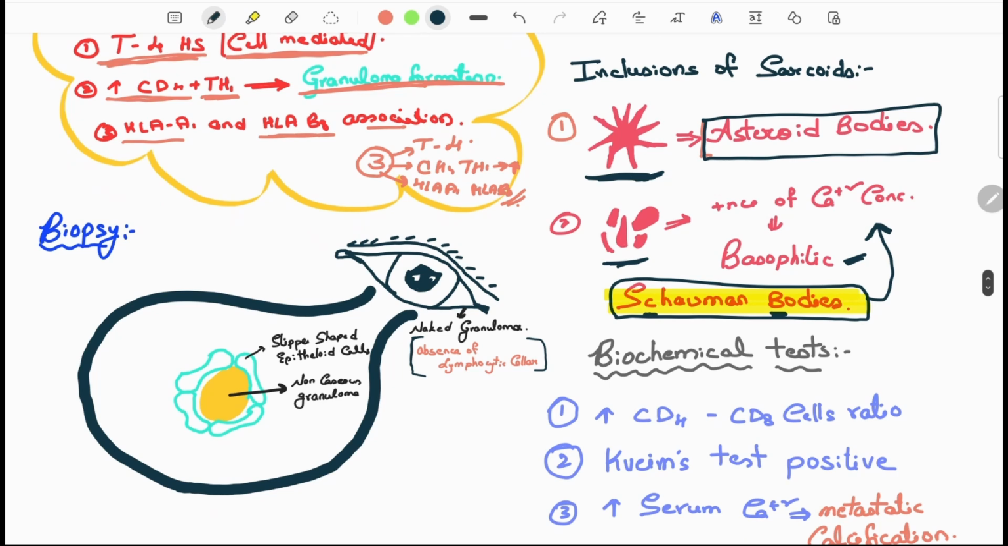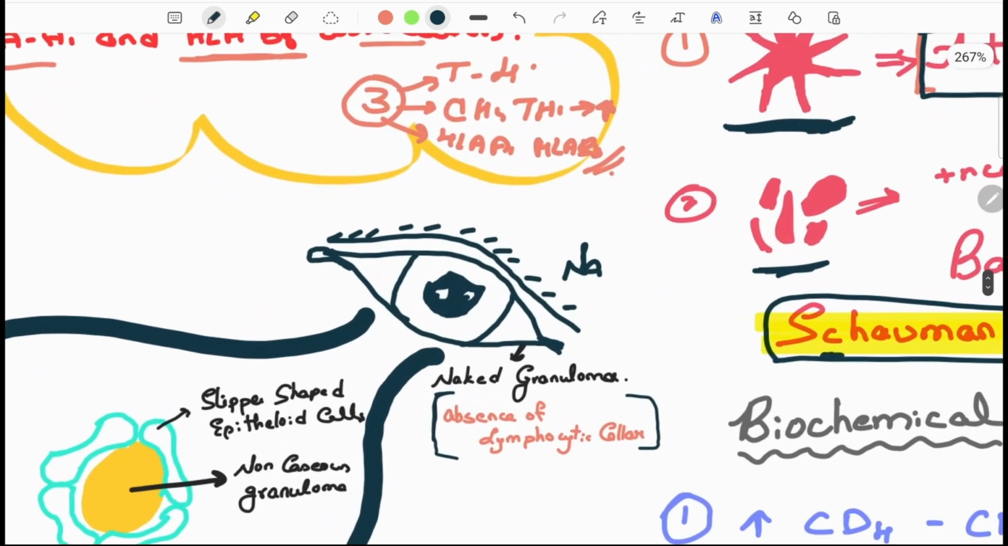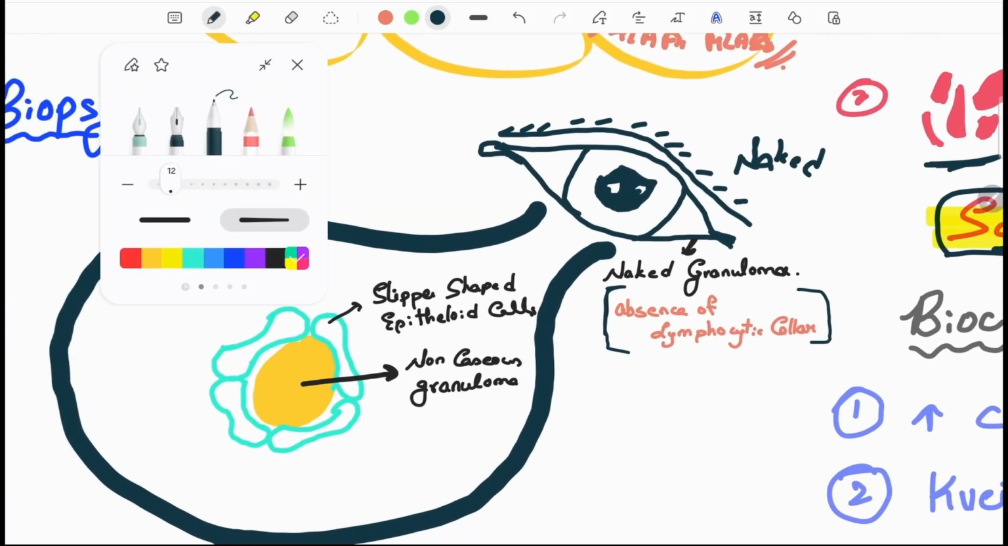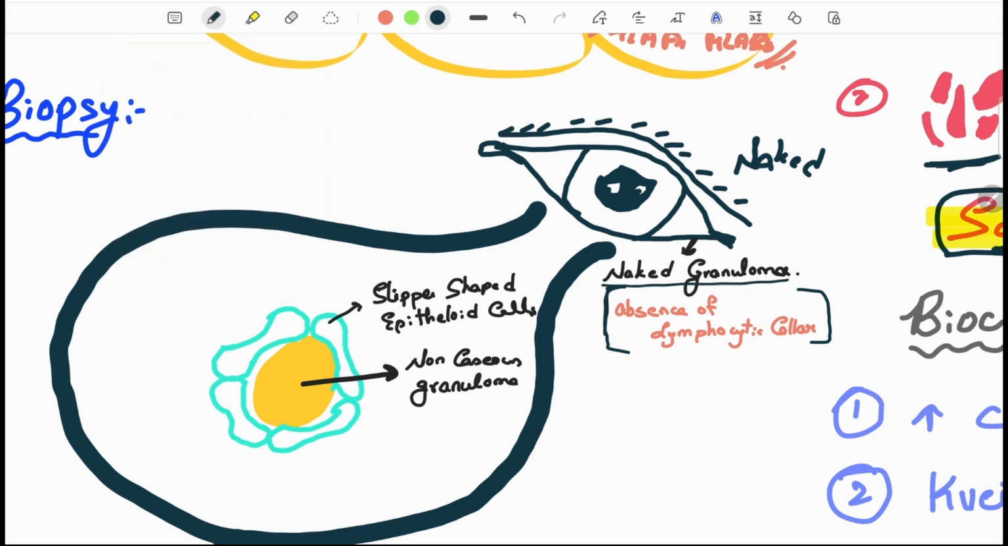Next one is biopsy. If you take the biopsy, we have already learned that granuloma is seen. What kind of granuloma is seen? The granuloma we can see is naked. Okay, let me zoom this. The granuloma we can observe is a naked granuloma. Okay, naked granuloma can be seen. Why is it naked? Because of the absence of lymphocytic collar. Lymphocytes are absent here, so the granuloma is naked in sarcoidosis, whereas in TB there is presence of giant cells, so it is not naked.